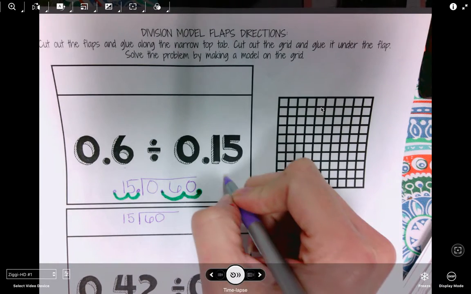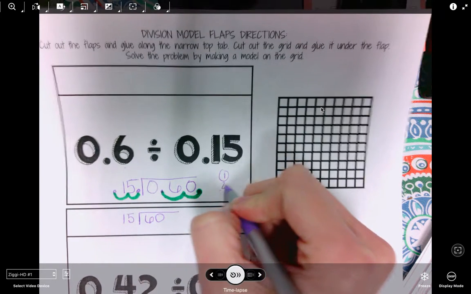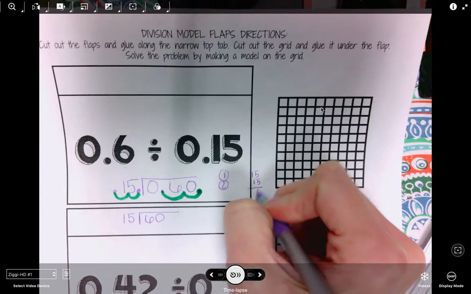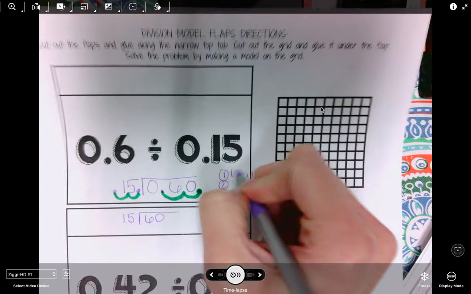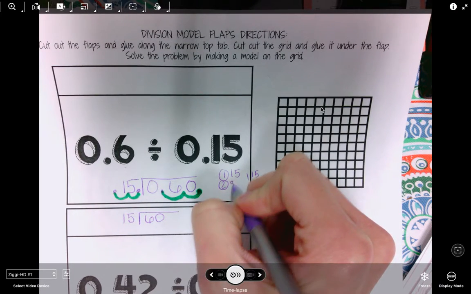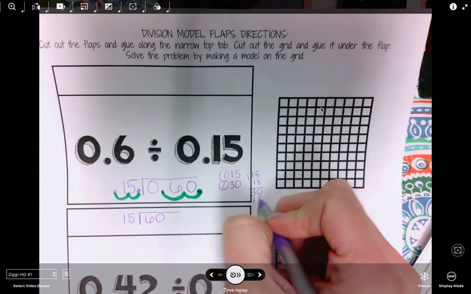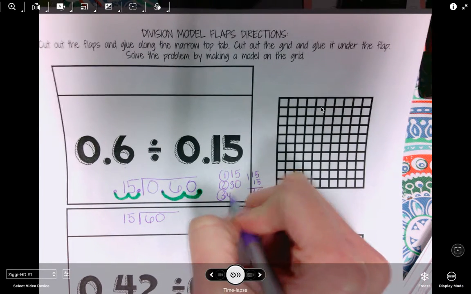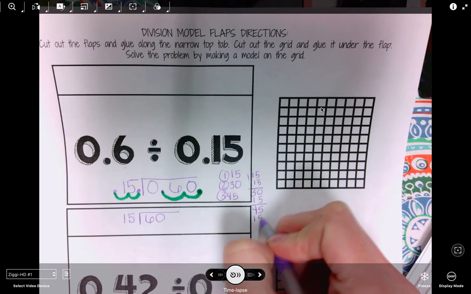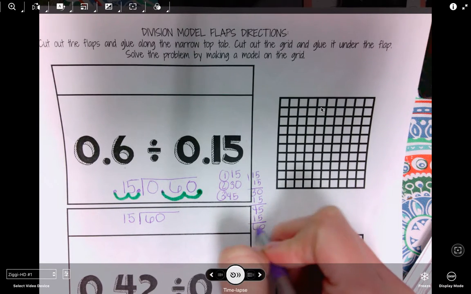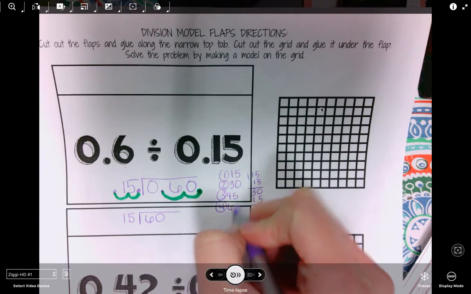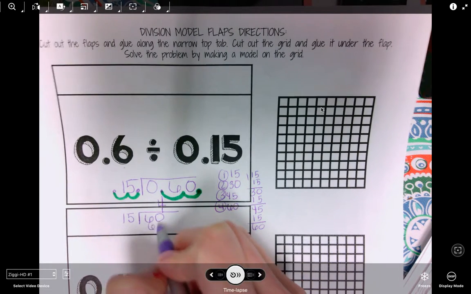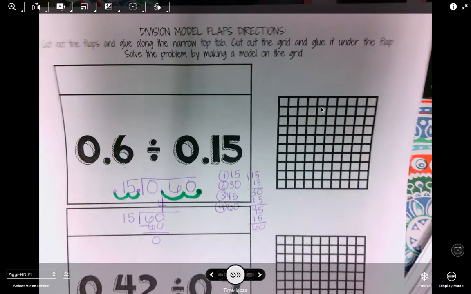So I'm going to come over here and make my cheat line. 15 plus 15 is 30. So that's 15 times 2. If I add 15 again, that's 45. And if I add 15 again, that gives me 60. So my quotient should be 4.